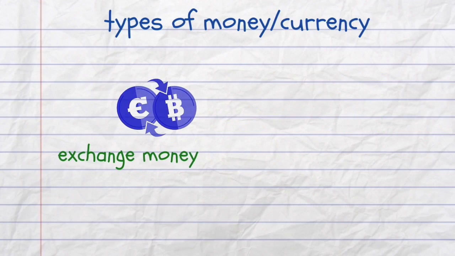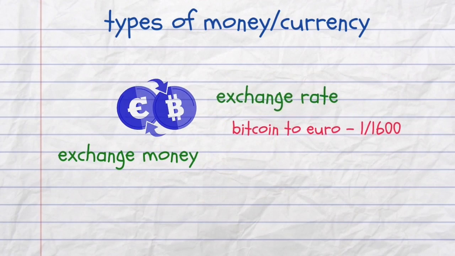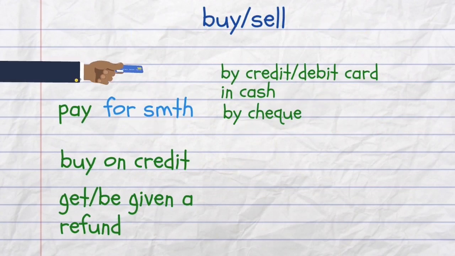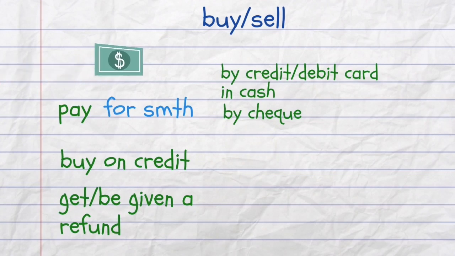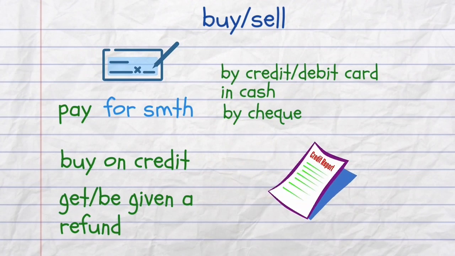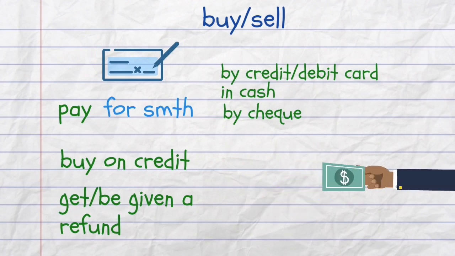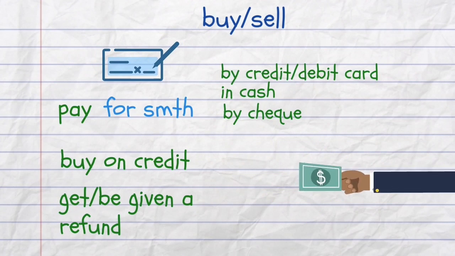And you can exchange money or exchange currencies at a certain exchange rate. For example, the exchange rate of Bitcoin to Euro is 1,600 Euro per Bitcoin. So you can pay for something by credit or debit card, in cash or by cheque. And if you don't have enough money, you can buy on credit. And if the goods you bought are faulty, you can get a refund or be given a refund.